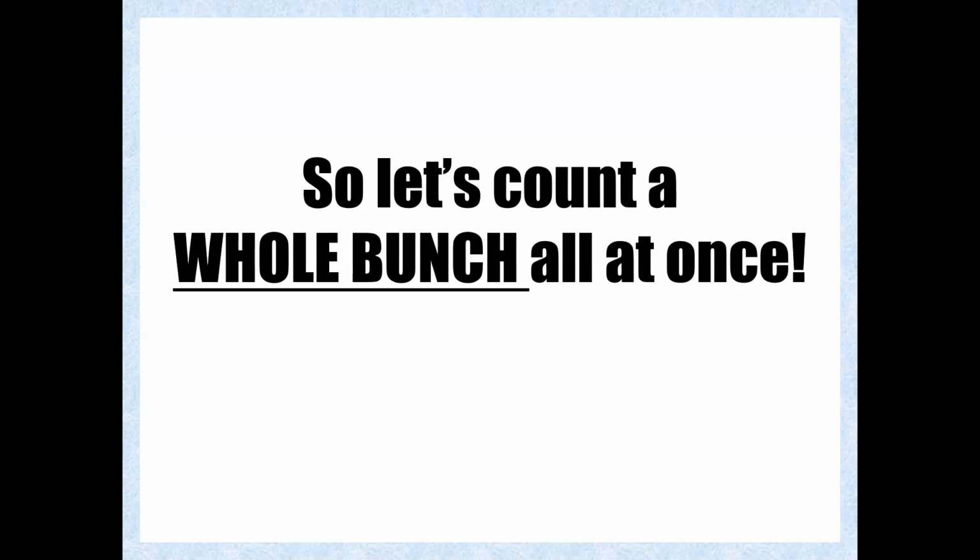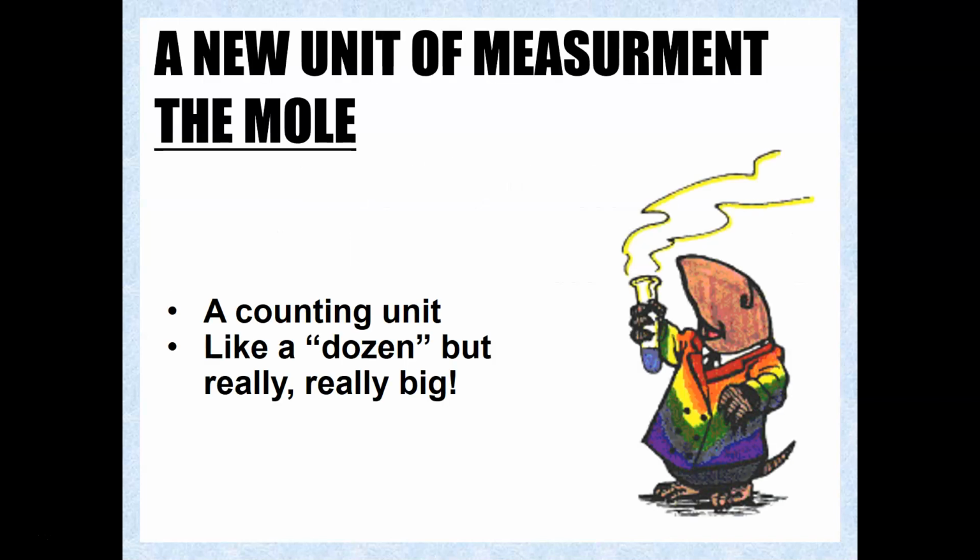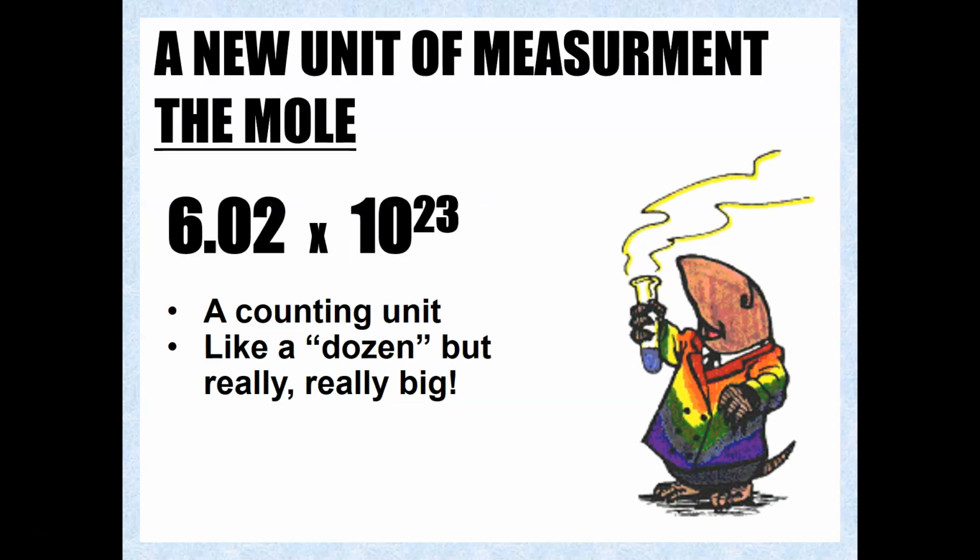Instead of counting 1 or 2 or 10, we're going to count them in huge batches, 6.02 times 10 to the 23rd atoms at a time. So this thing called the mole, this special number, you do need to memorize it. We use it all year long. It's what we call a counting unit. Counting units are units that we use to count things in batches.